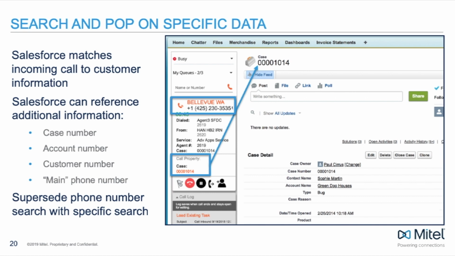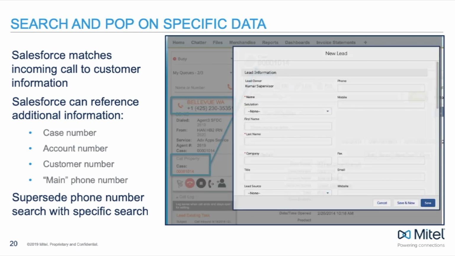This is often preferable, as a customer could be calling for more than one number about a specific case or account. If there is more than one match for an incoming call, Salesforce can provide you an option to choose which form you would like to view. If there's no additional information found, Salesforce can pop up a new contact form.